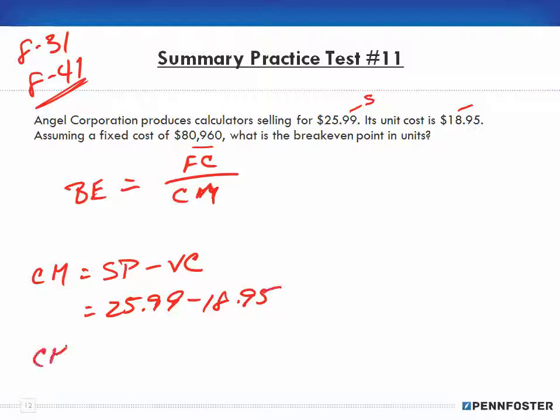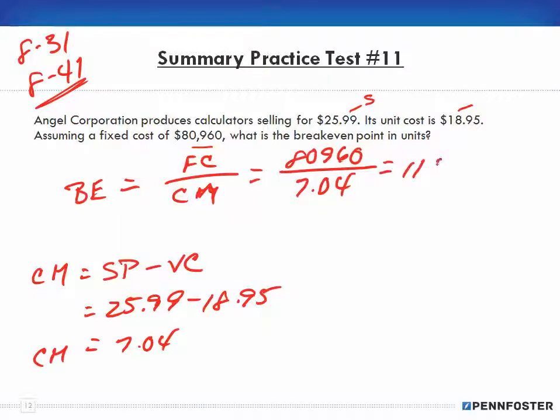So our selling price is $25.99 and our cost is $18.95. So our contribution margin is $7.04. When we plug that into our break-even formula, we have our fixed cost of $80,960, and we're dividing that by the $7.04 contribution margin, and that gives us 11,500 units as our final answer.